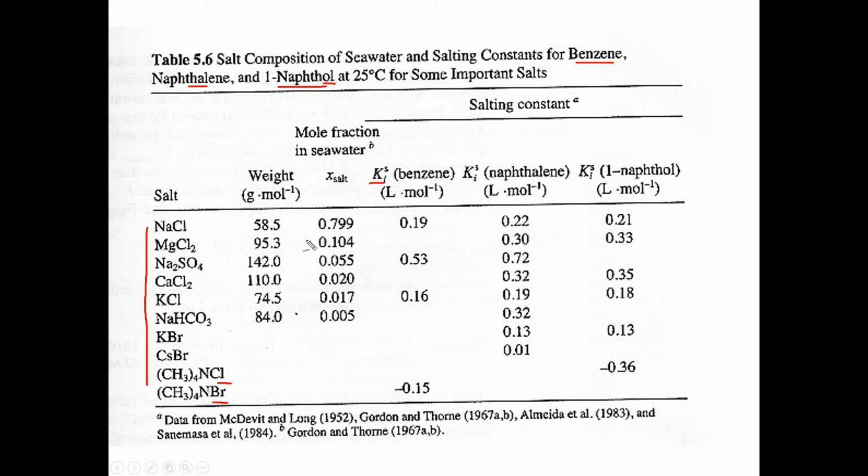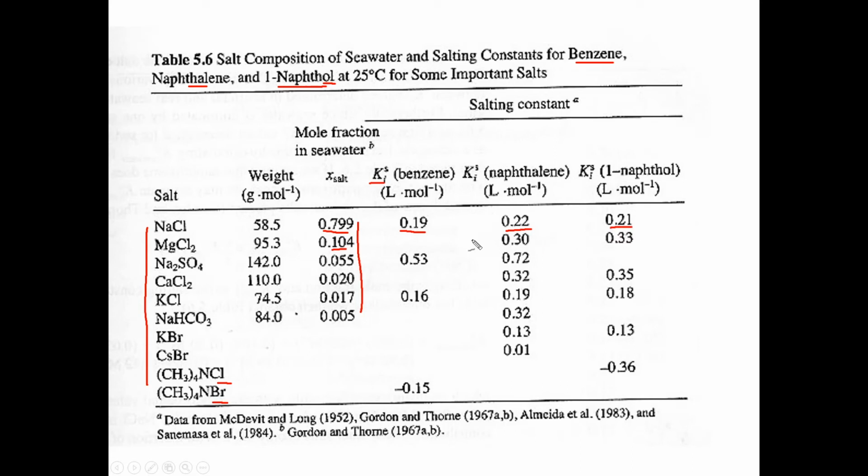And by the way, here are the mole fraction concentrations of these salts in seawater, and you can see that by far the most important one is sodium chloride, then there's a little bit of magnesium chloride, and then the rest of the stuff is pretty unimportant in terms of its effect on the solubility of chemicals anyway. And you notice, okay, for benzene and sodium chloride, the Ks is about 0.2. For naphthalene, about 0.2. And for 1-naphthol, about 0.2.